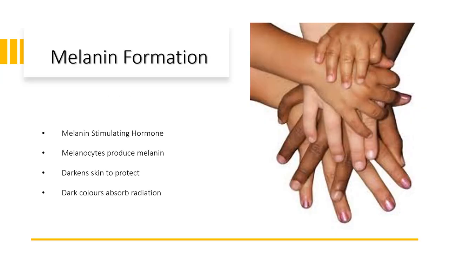Melanin formation is stimulated by the melanin-stimulating hormone. Melanocytes produce the melanin, and this can be found in the stratum germinativum, or the basal layer. And this helps to darken the skin to protect it from the sun's rays. And the dark colours absorb radiation, so the darker the skin, the more protected to UV rays they are. So it is melanin production that protects the skin, but the darker the skin, the more radiation is absorbed.